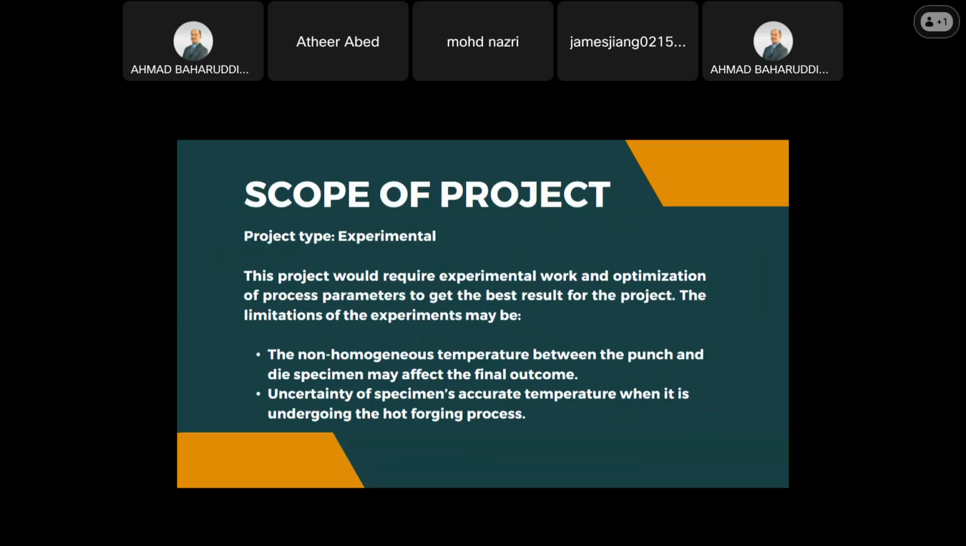And also the uncertainty of the specimen's accurate temperature when it is undergoing the hot forging process. So the way I heat up the specimens is by placing them into a furnace. So there is maybe a 1 meter distance between the furnace and the forging machine. So when I transfer it to the forging machine, the temperature may not be accurate with what I have previously set for the experiment.